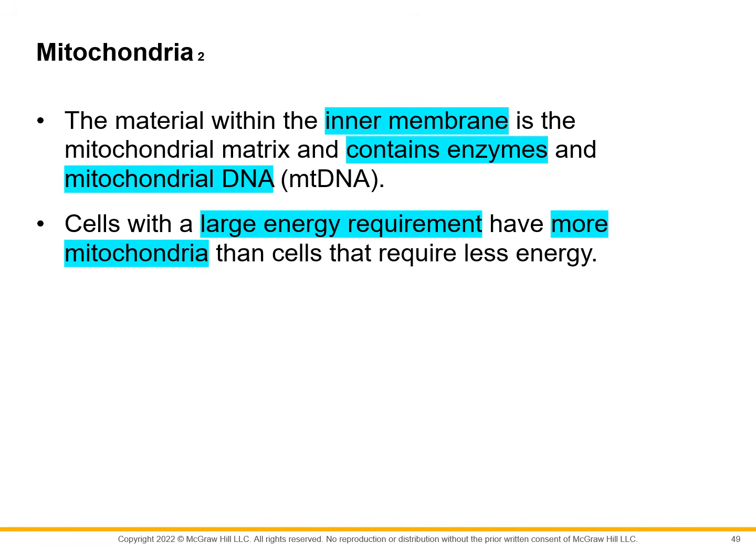The material within the inner membrane is the mitochondrial matrix, and it contains enzymes and also mitochondrial DNA. All right, most of our DNA is located in the nucleus, pero nga po, each mitochondria also has their own copy of a DNA, which again is referred to as mitochondrial DNA. So the cells with a large energy requirement have more mitochondria compared to cells that don't.